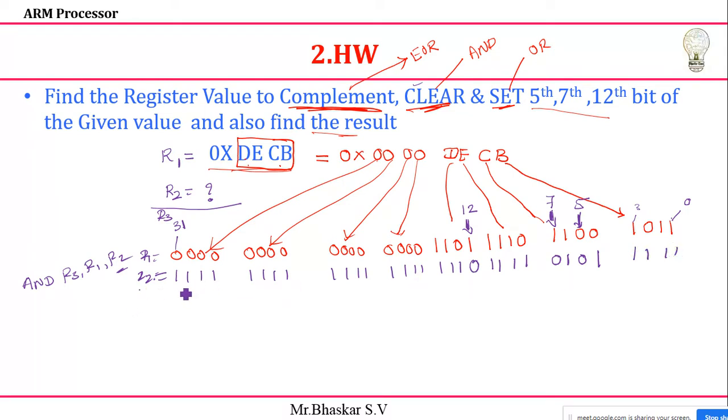So just find out what value you get. This is F. This is F. F. F. What is the value? E.